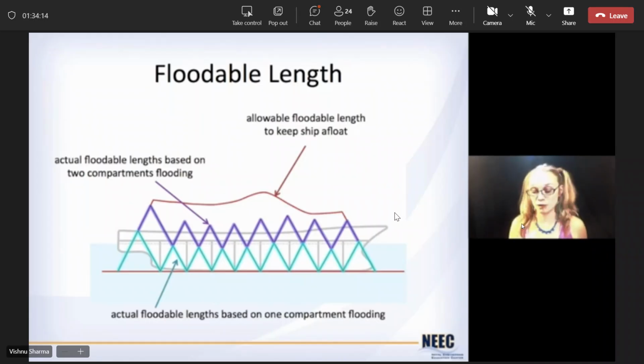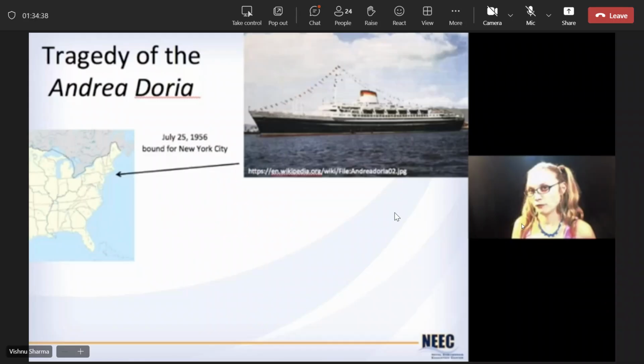The actual floodable length that you're going to get is going to depend on where you put your bulkheads. So once you put your bulkheads in and you get your subdivision set, you need to go back and check it and make sure that the actual floodable lengths are underneath the allowable floodable lengths like we've talked about before. But like I said, that is sort of an older way of doing it. And eventually something happened that made us all think that maybe there's a little bit better way of going about this. What I'm talking about is the tragedy of the Andrea Doria.